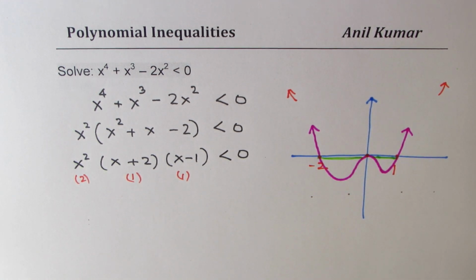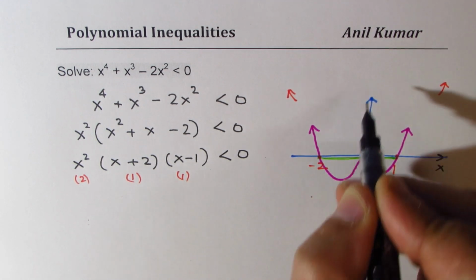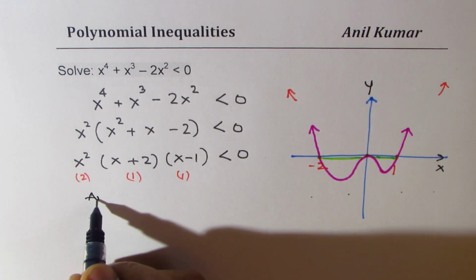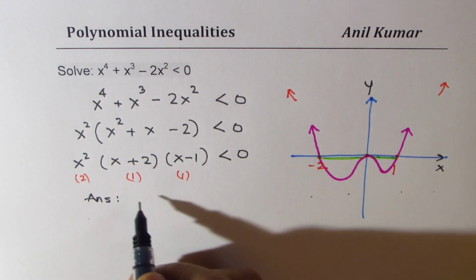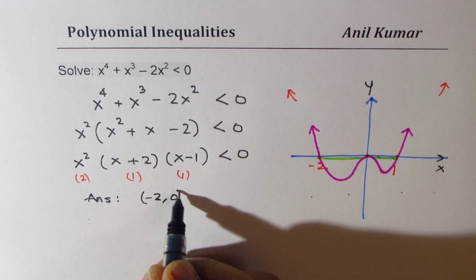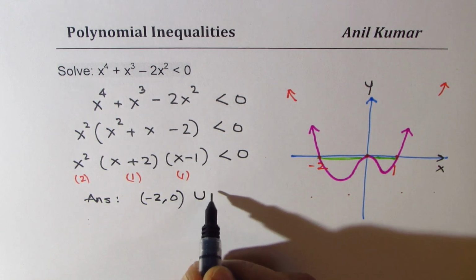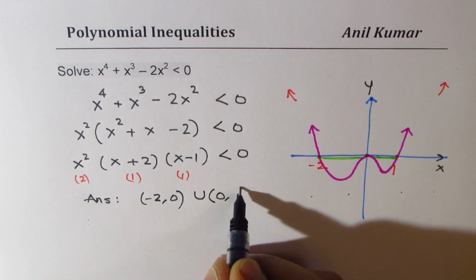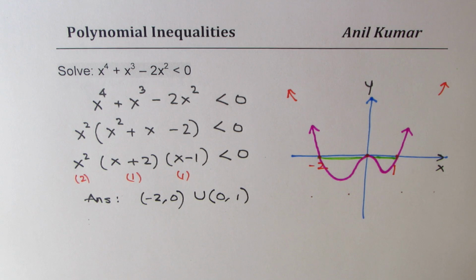Not including 0, correct? So from here, we do get our solution, which is our answer, and which is from -2 to 0, not including both the zeros, union 0 to 1. Does that make sense to you?